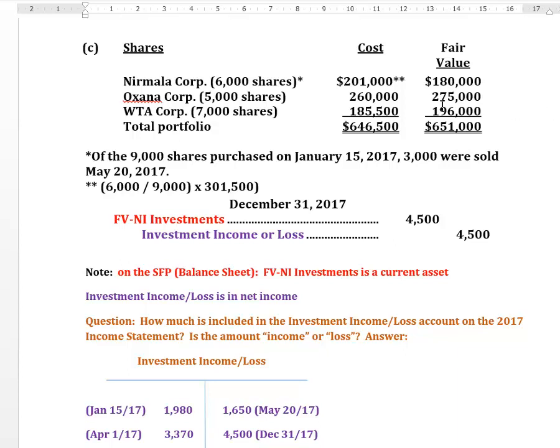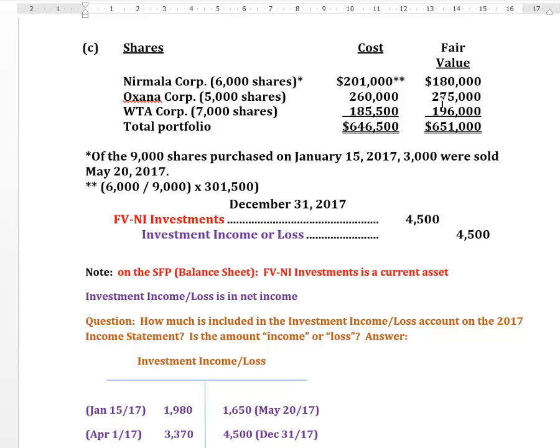Now what we need to do is determine what the fair value through net income investments account balance is going to be on our balance sheet or statement of financial position. So in order to do this, we're at the balance sheet date, or the end of the period. It's December 31st, 2017. So we need to figure out what's the fair value of all the investments that we hold and compare them to what they were set up on our books at.